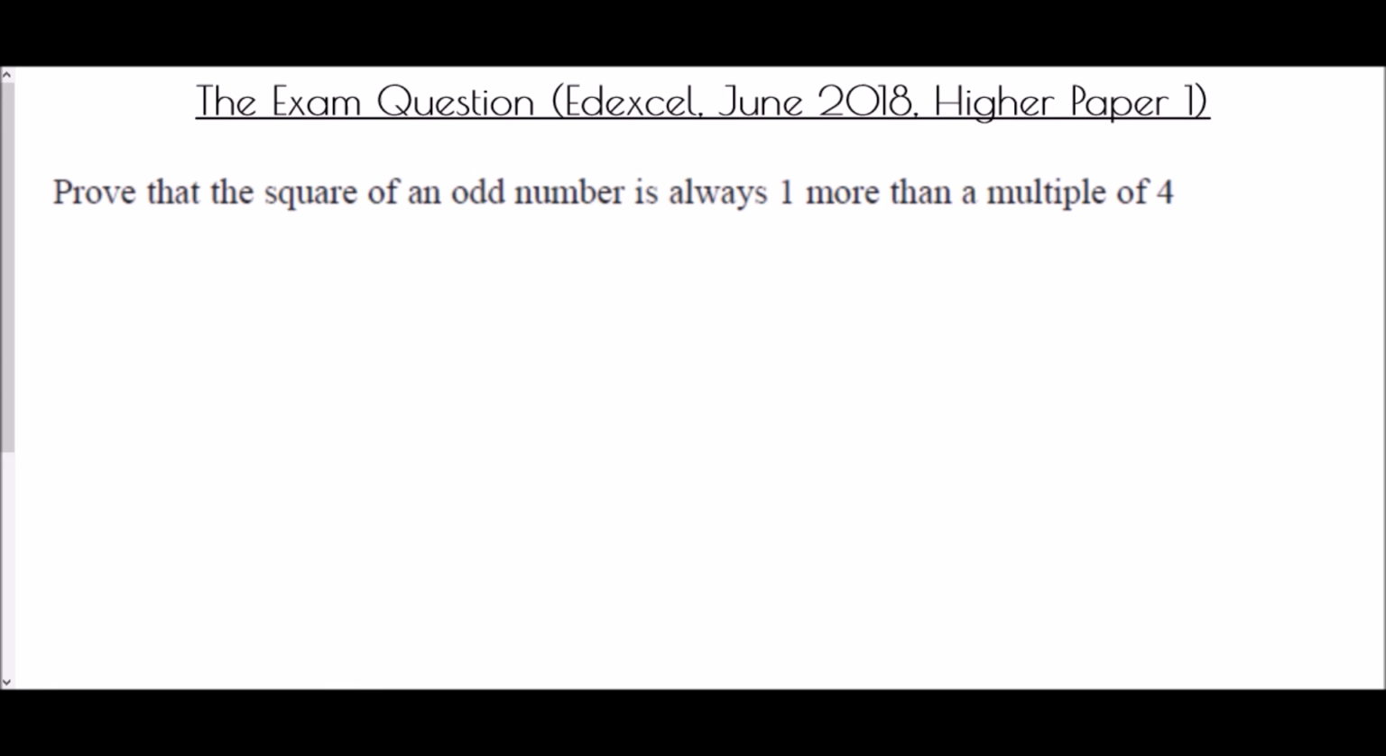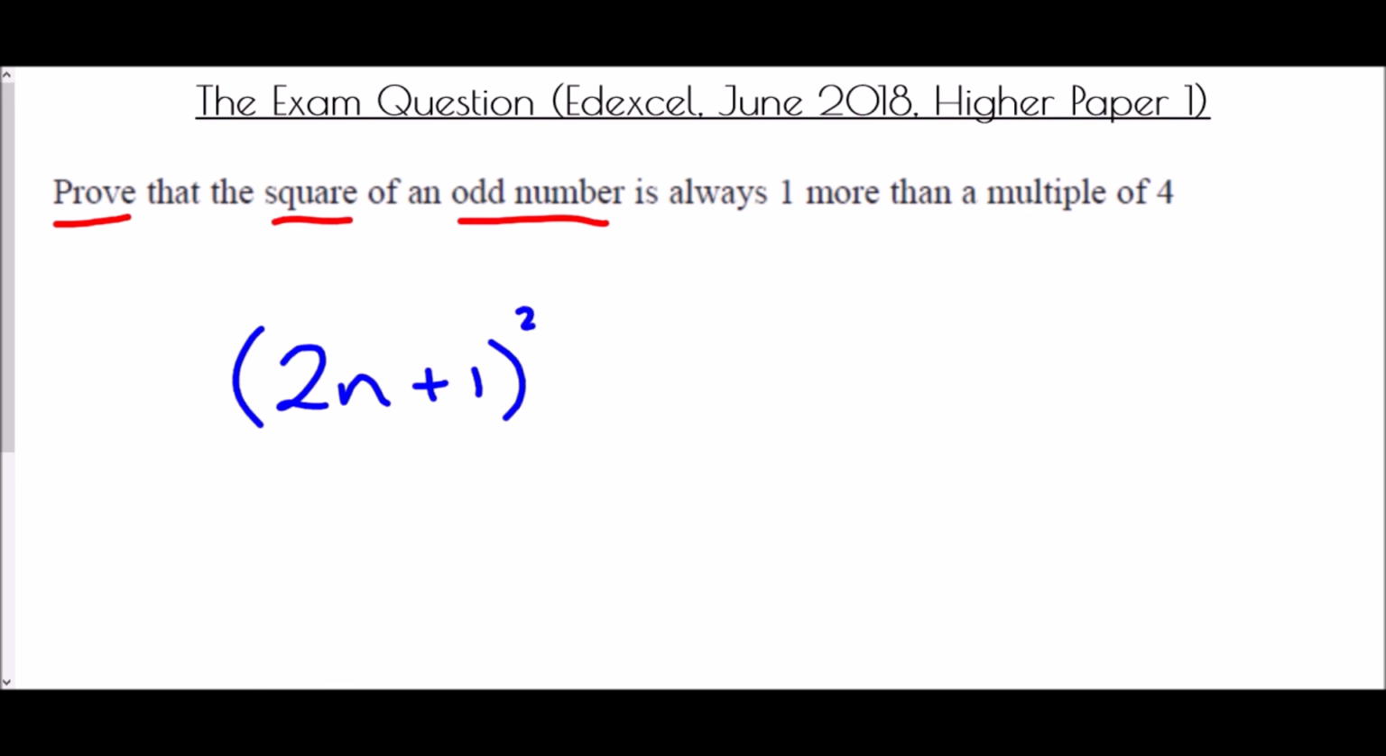And so we end with our exam question. It came from the Edexcel paper in June 2018, and it was on higher paper 1. And it says, prove that the square of an odd number is always one more than a multiple of 4. And so, prove, you need to use algebra, square of an odd number. So the first thing we need to do here is we need to write down an odd number. Well, an odd number would be 2n plus 1. But it is the square of this, and so all of that must be squared.